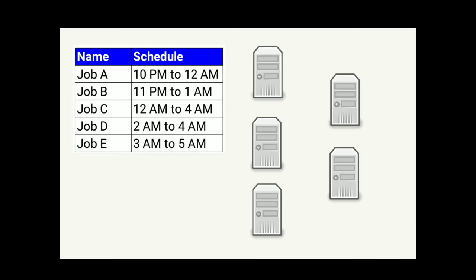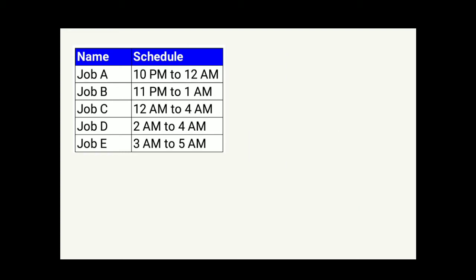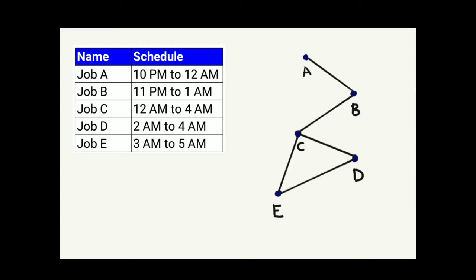We can solve the minimum number of servers using, you guessed it, graph coloring. To start, we can represent any job schedule as a vertex, and any conflicting schedule can be connected by an edge. Coloring these using numbers, we have 1 for A, 2 for B since it's adjacent to A and cannot have the same color, 1 for C, 2 for D, and 3 for E.